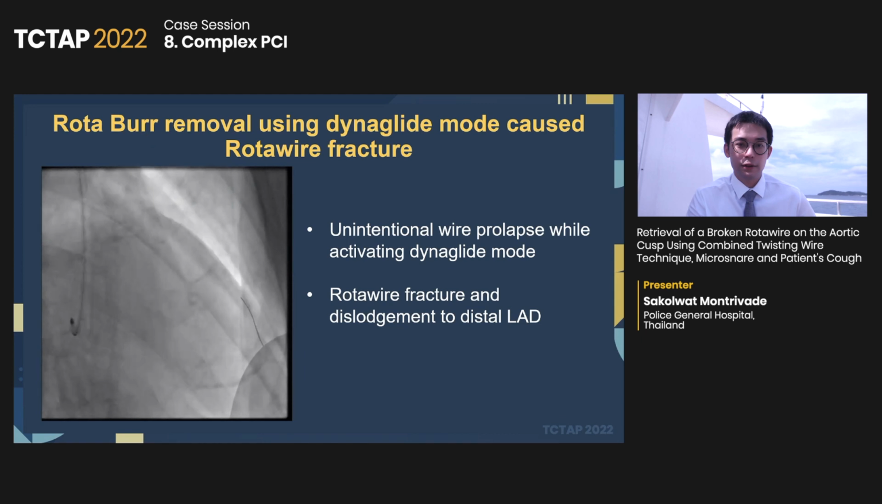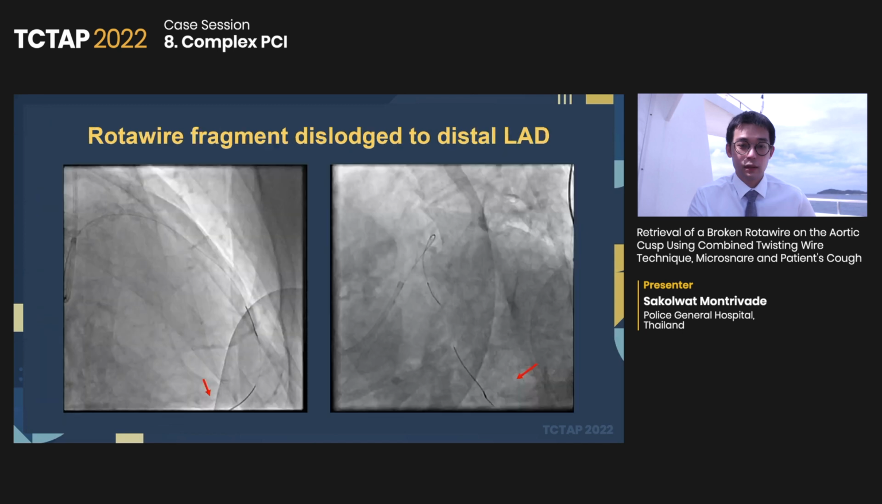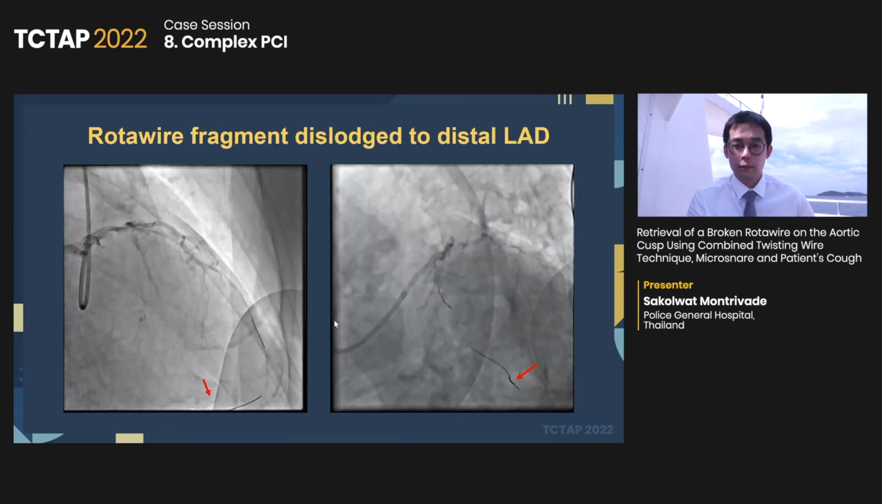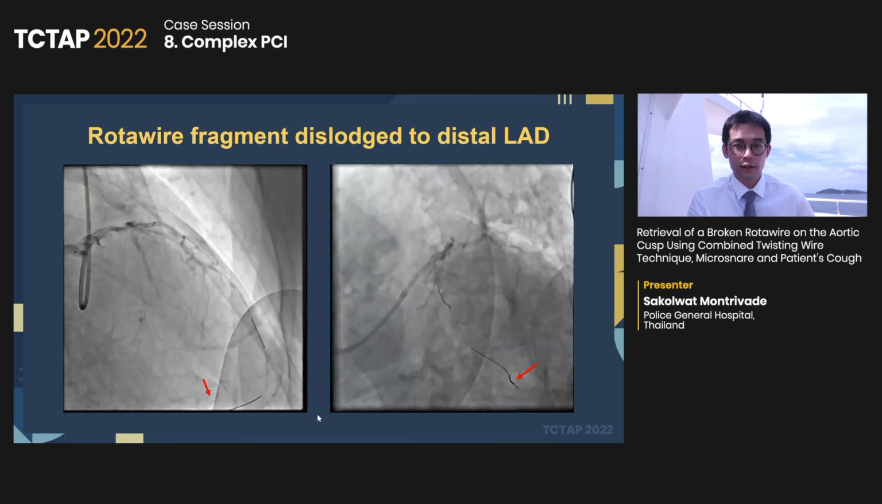However, during the rotor burr removal, there was an unintentional wire prolapse while activating dynaglide mode, and it caused the rotor wire to fracture and dislodge into the distal LAD, as you can see on the left-hand side. Now it's fractured. Okay, so when we check, the rotor wire fragment is now at the distal LAD.